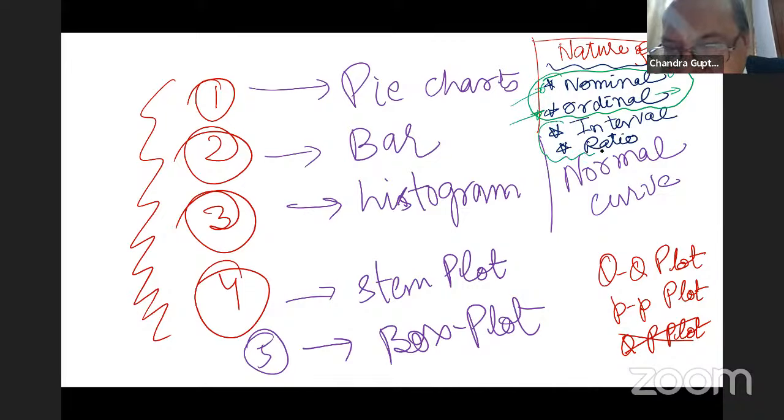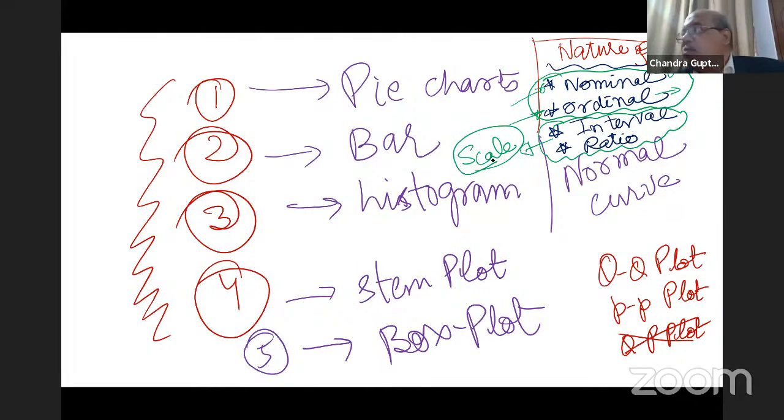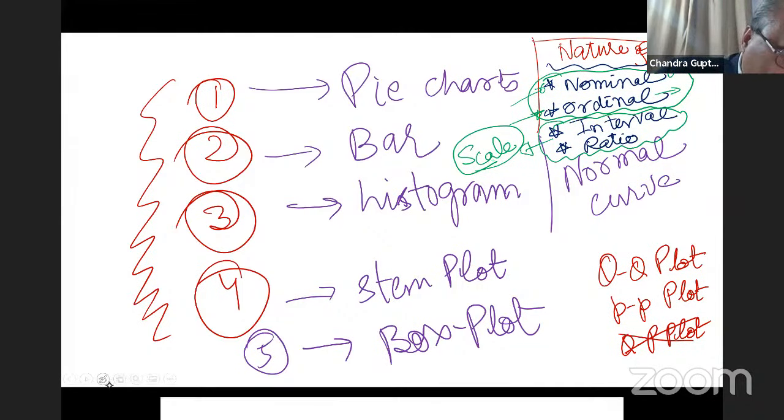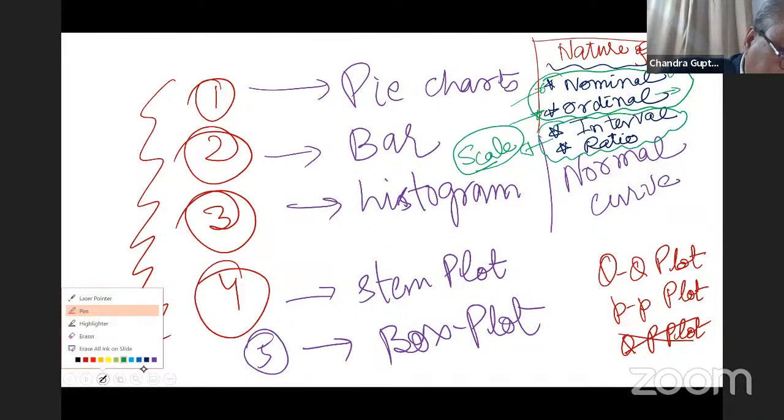But these two types of data, collectively, they are called scale data. On them, you can perform all kind of mathematical operations. You can add them, you can subtract them, you can multiply them. All kind of processing you can do. So most of this software recognize interval scale data and the ratio scale data as scale data. Okay. Now pie chart. For what kind of data can you prepare a pie chart?